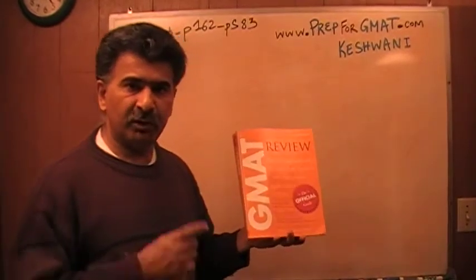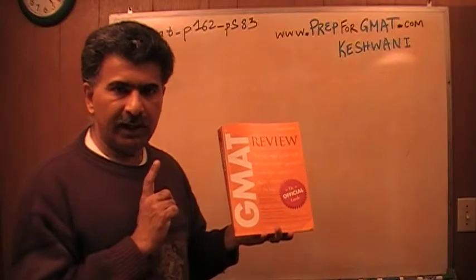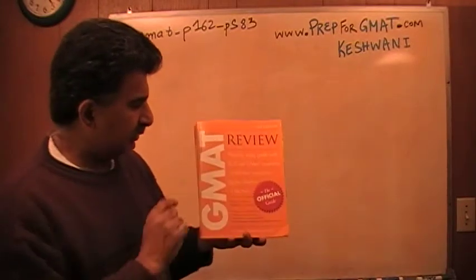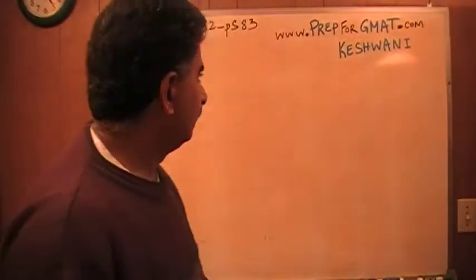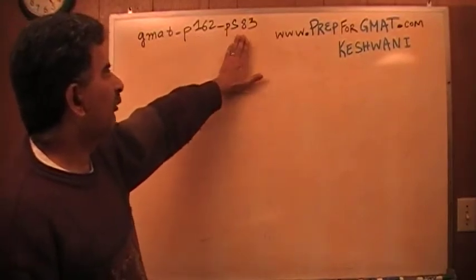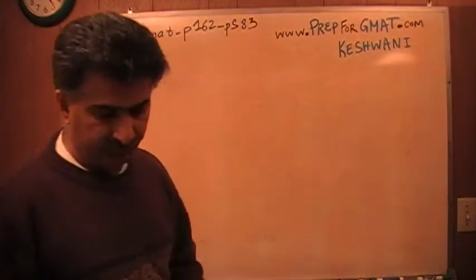I have been solving math problems from this book here, the GMAT review. You must have this book if you're preparing for GMAT. You can buy this book at mba.com. The official guide, GMAT review, 11th edition. The problem that I'm about to solve appears on page number 162, problem solving 83. Problem solving as opposed to data sufficiency.